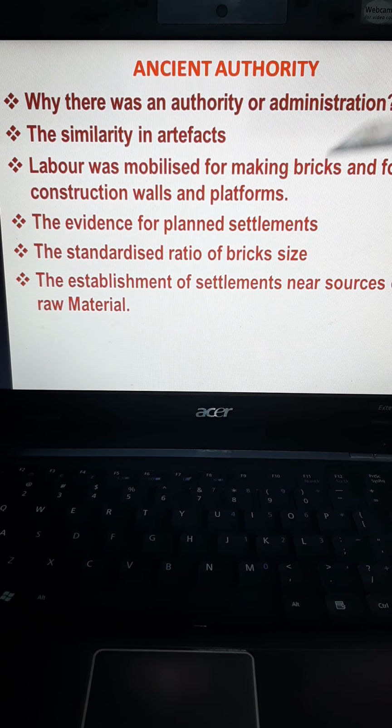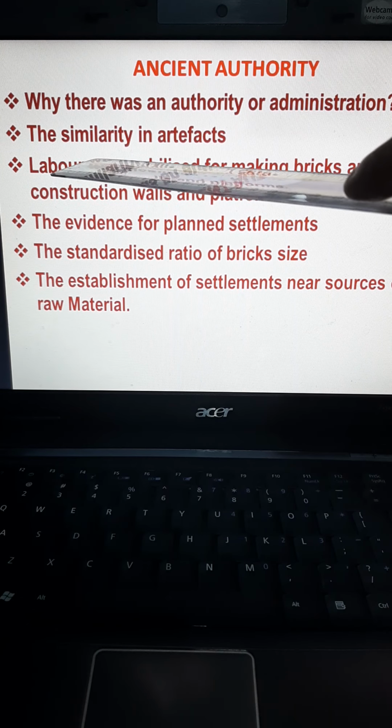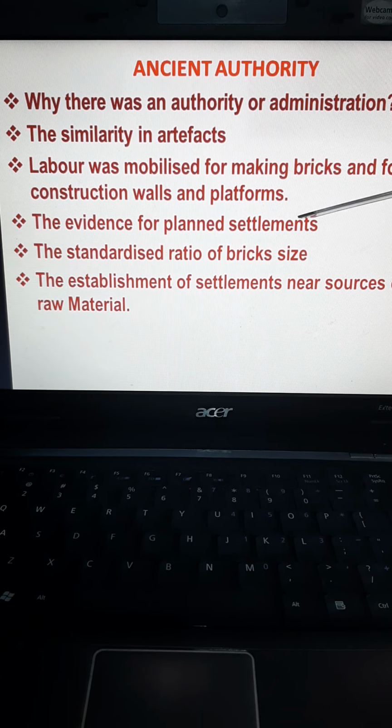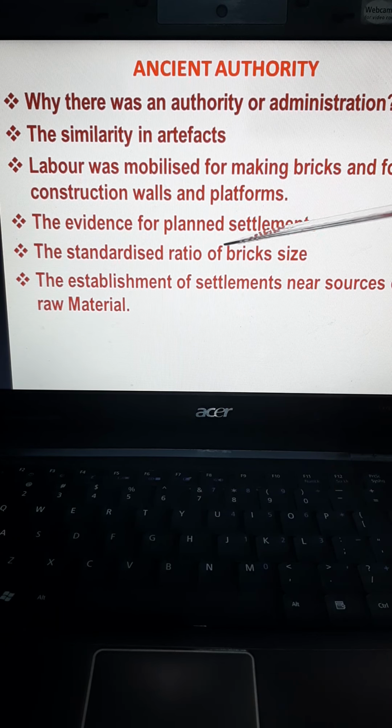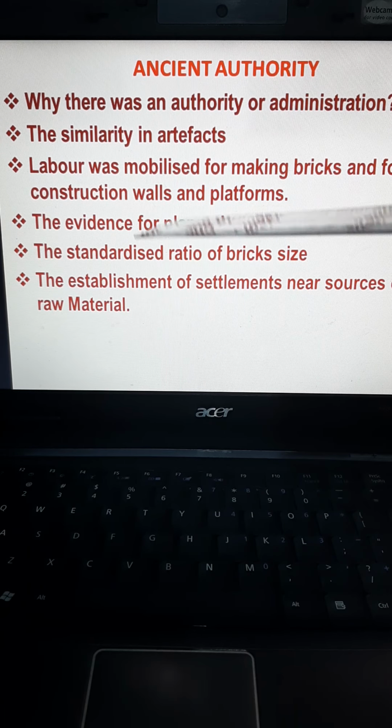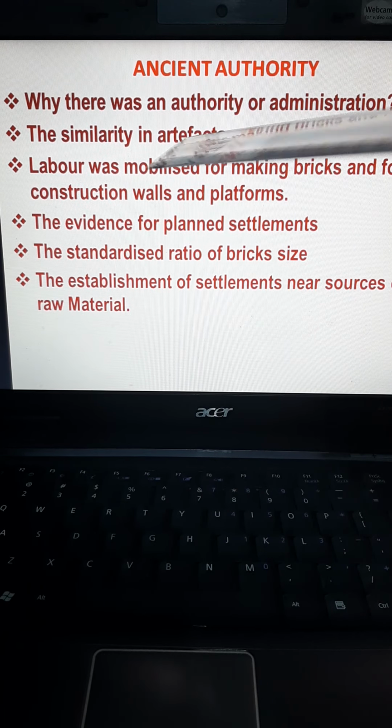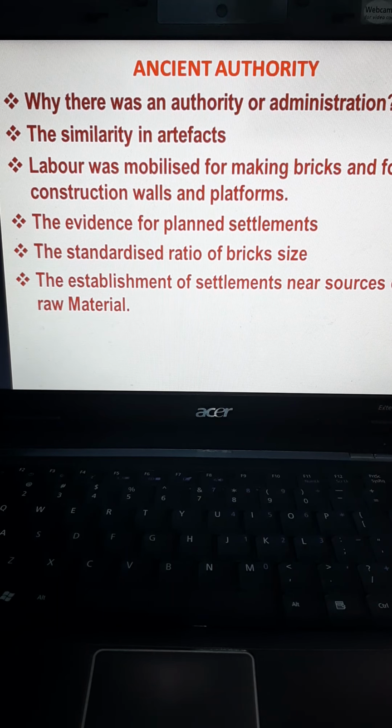They were making the plan, and for the settlement, what they did was mobilize labor. Why? For making bricks; the labor was engaged for making bricks and for constructing walls and platforms. In return they were getting wages for that, and the standard. So if there was no authority, then no planned settlement could have been made, isn't it? So in a proper ratio, how much brick size should be there for this planned settlement to construct a wall, a platform, a drainage system? So it showed that there was an authority in power who was ruling the cities.